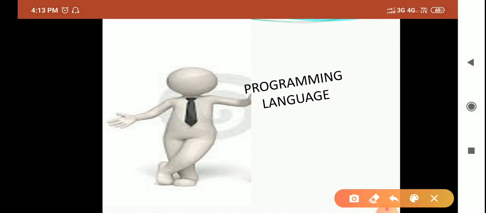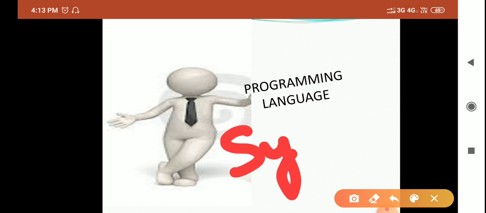Programming language. As we know, language is the way to communicate with each other. So programming language helps us to communicate between machine as well as human. As we know, whenever we write in any language, we need some rules. So the rules to write a programming language are known as syntax. Syntax is a set of rules.